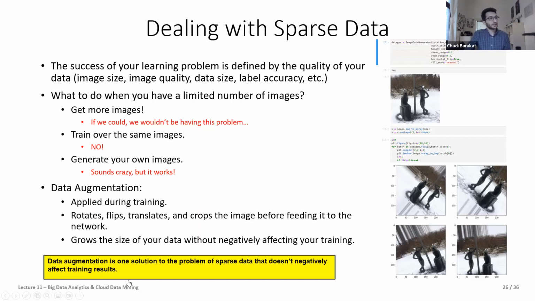So data augmentation is one of the major solutions for the problem of sparse data. And it doesn't necessarily negatively affect training results. Sometimes it does. But at the same time, it's a shortcut in order to have a network that works based on the problem that you have.